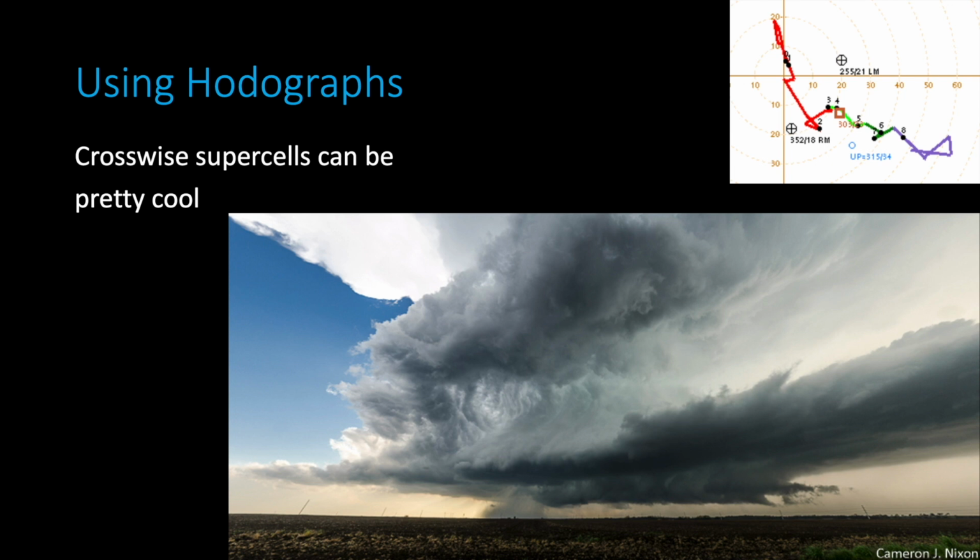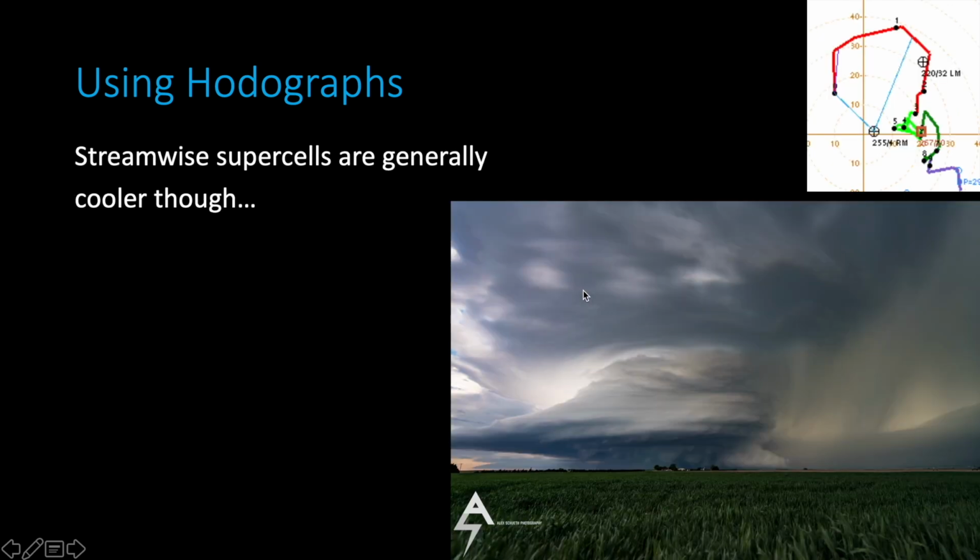Crosswise supercells can be pretty cool too. This is one that I saw down in Central Texas a few years ago. I like to say linear shear gives you linear storms. This is a very linear inflow band here, a very tilted and sheared look to this. And these can be pretty cool. However, I definitely am partial to streamwise supercells born under these very large and curved hodographs.